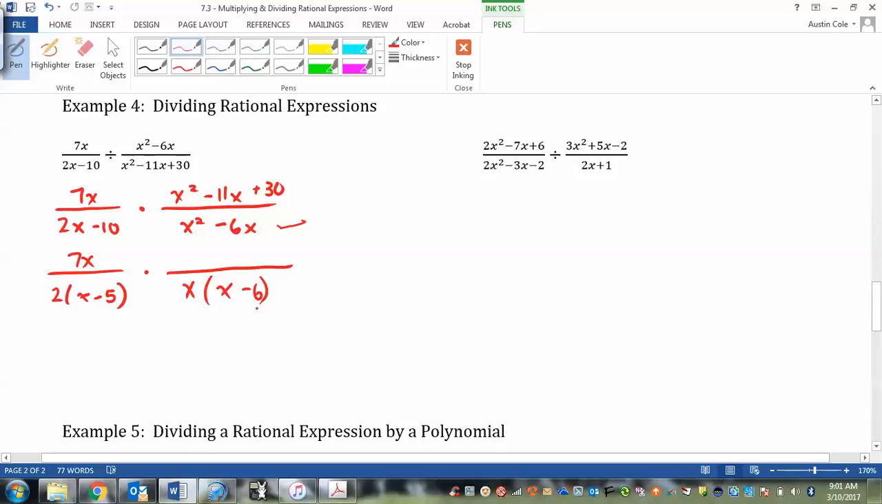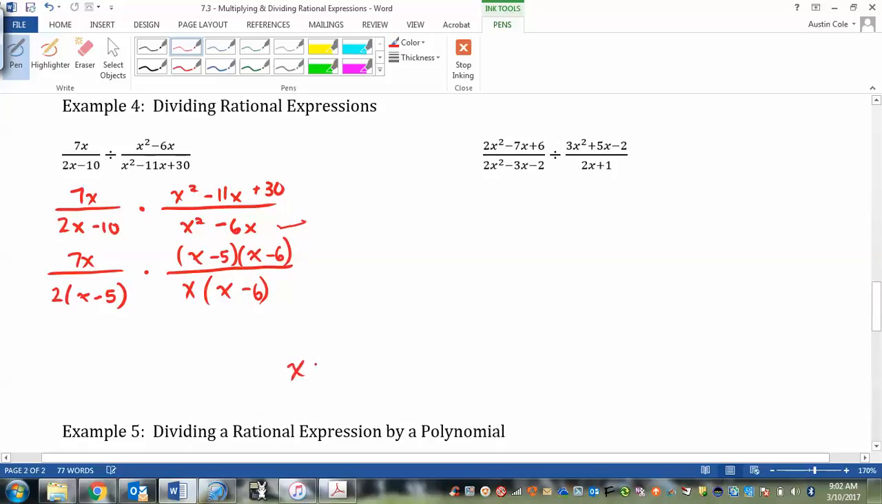My numerator there, Jules, what are factors of 30 that add up to negative 11? 15 and negative 2. Those don't add up to negative 11. What about 5 and 6? Negative 5, negative 6, would that work, Jules? So we're going to have x minus 5 and x minus 6.